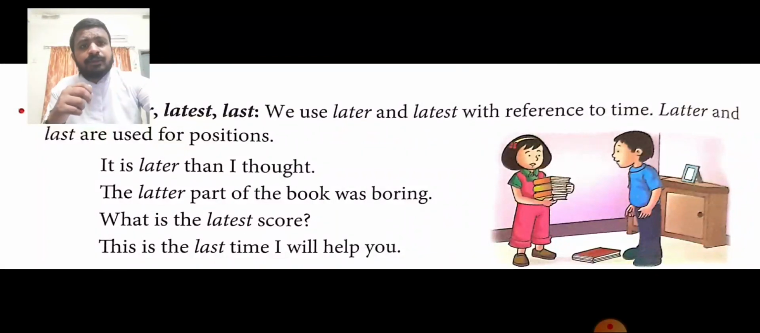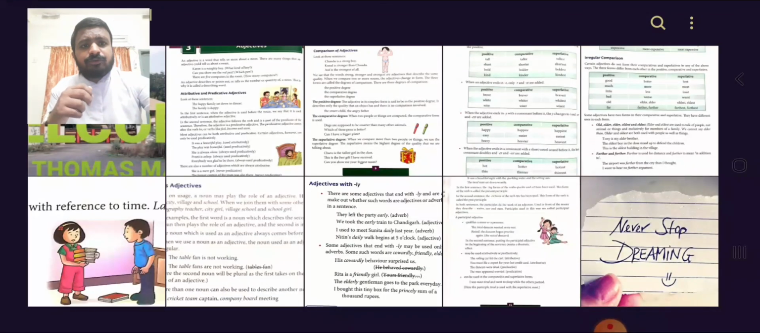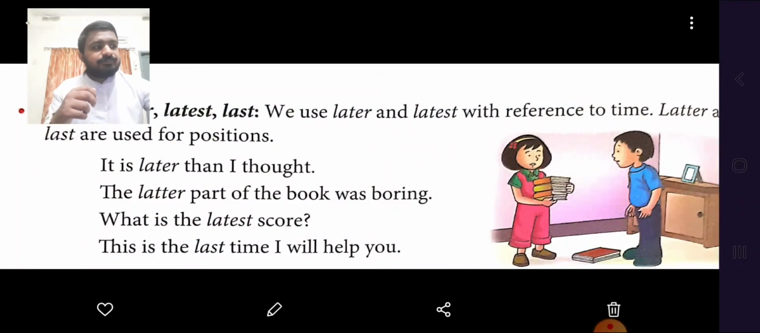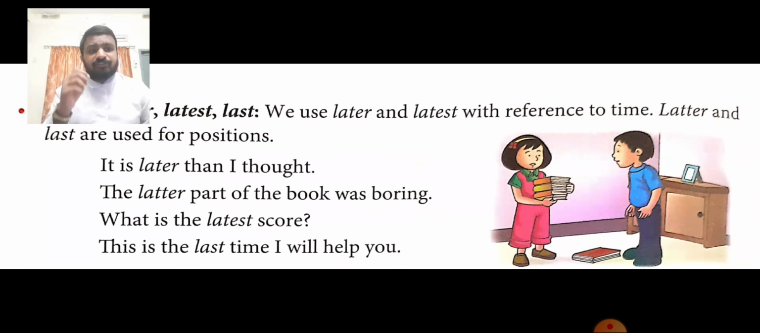Now there are another two or three things that are called later, last, latter, latest. Later and latest are used with reference to time. Then latter and last are used with position. Look at the example. It is later than I thought. Now the latter part of the book was boring. So later and latest with reference to time. Latter and last are used for positions.